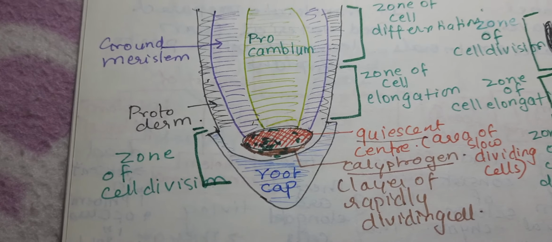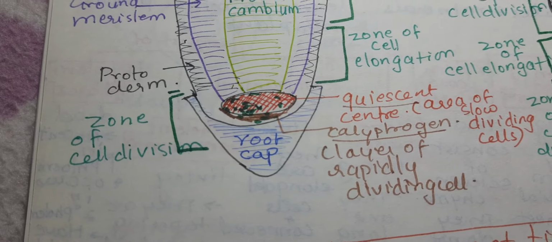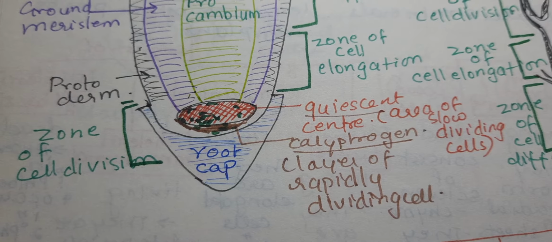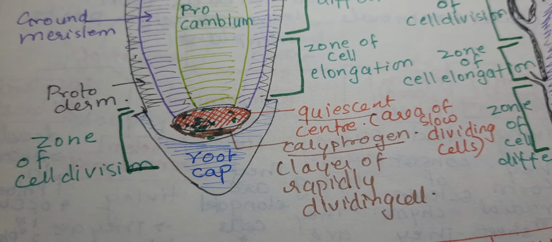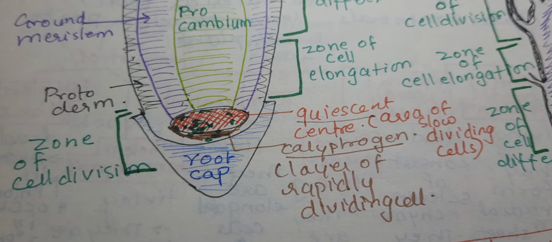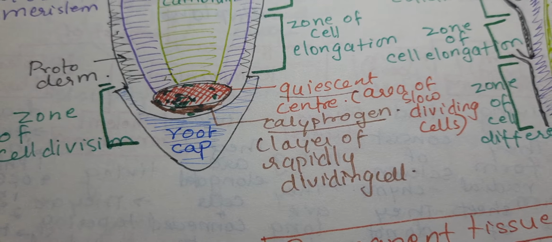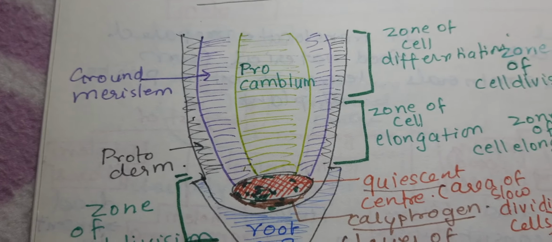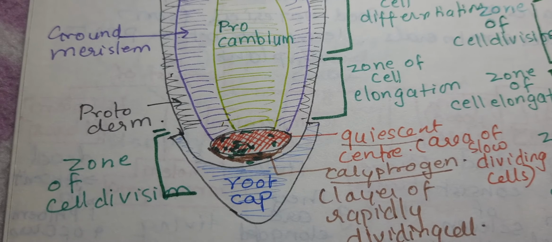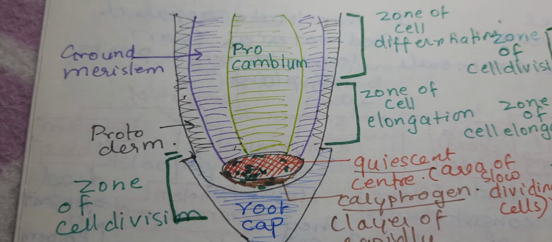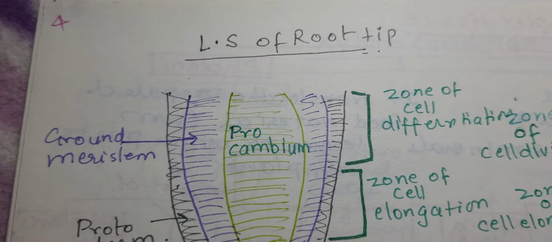Okay, so this is the zone of cell division, where actively dividing meristematic cells are present. Just above the root cap is the slow-dividing region called the quiescent center, and this is surrounded by a layer of rapidly dividing cells called calyptrogen. Now you can see that these cells give rise to the cells of elongation and further the cells of differentiation.